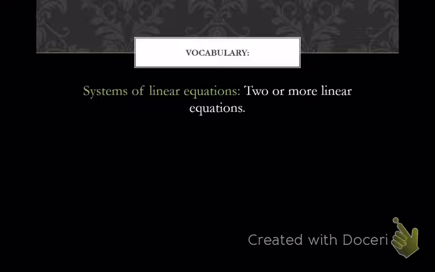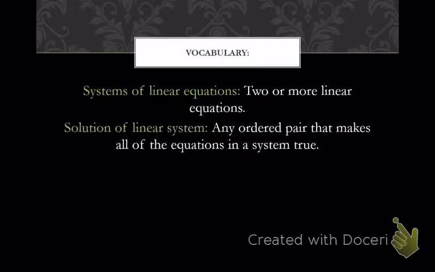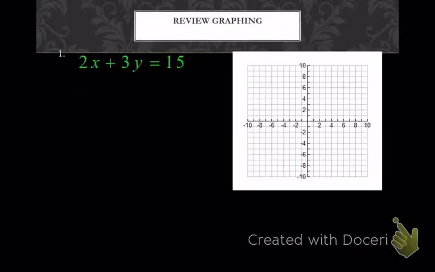Okay, some quick vocabulary for you first. What we mean by a system of linear equations is two or more linear equations, and it may be necessary to model a situation using two different equations at the same time. The solution of that linear system is any ordered pair that makes all of the equations in the system true. So we have to figure out what we mean by making the equations true.